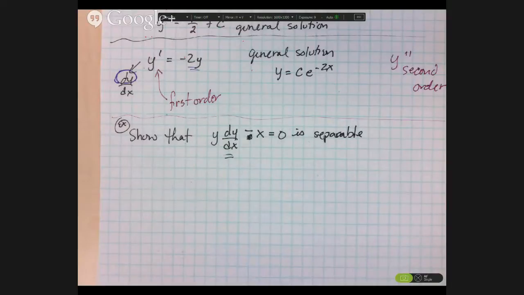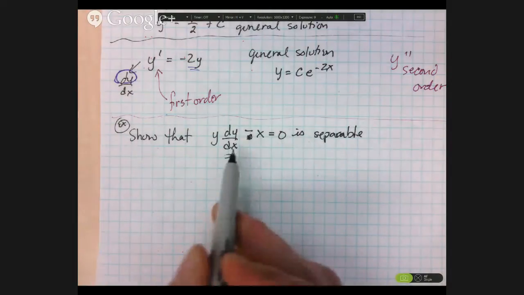This is why I don't write my own math in pen. There's a lot of eraser marks on my paper. Yeah, we're not going to worry about that.